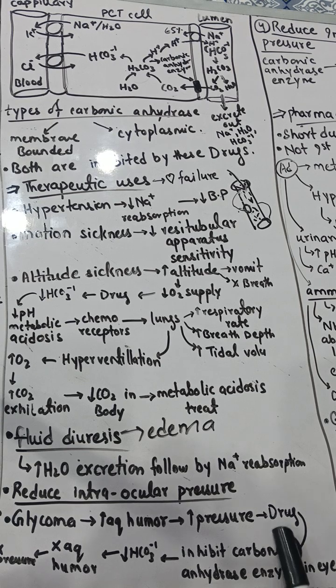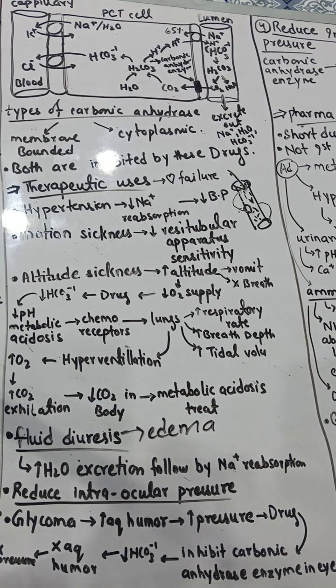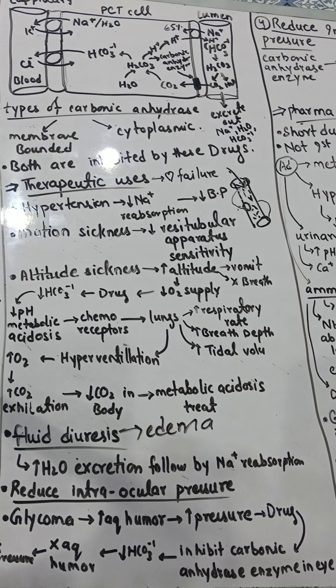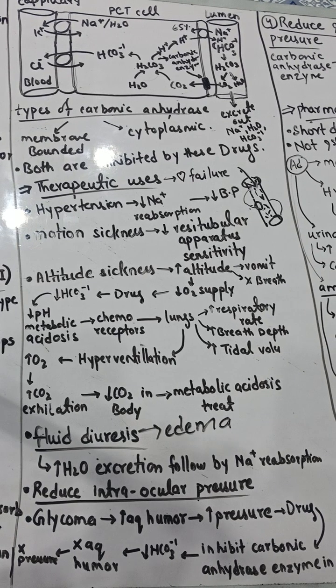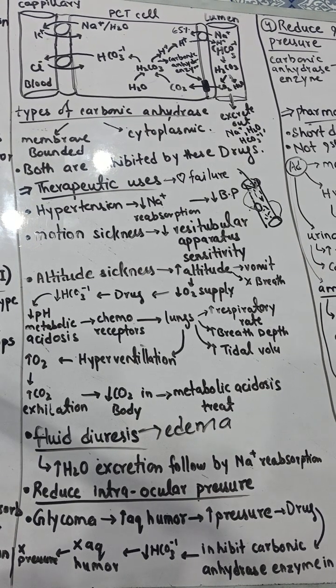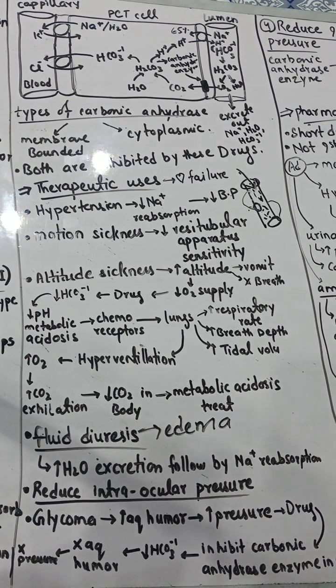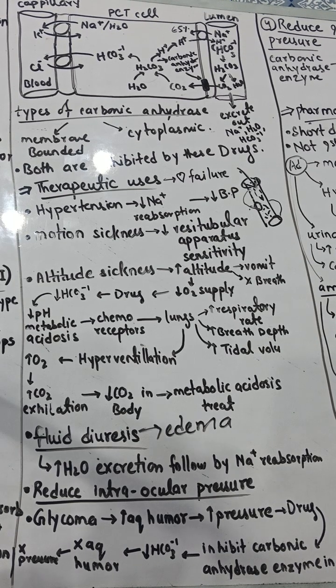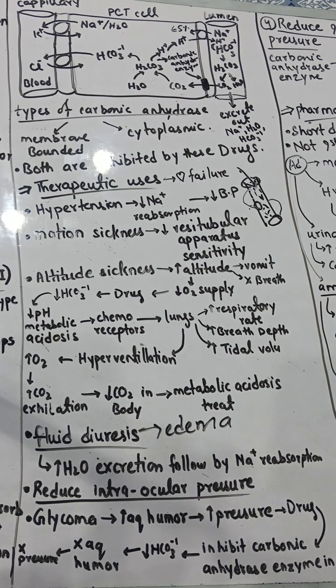But if we give this drug which is going to inhibit the carbonic anhydrase enzyme, as a result bicarbonate reabsorption decreases, aqueous humor will decrease, and as a result the pressure will also decrease. So that's how we treat the patient of glaucoma through this drug. Now let's discuss the next type of disease which is treated by that drug.